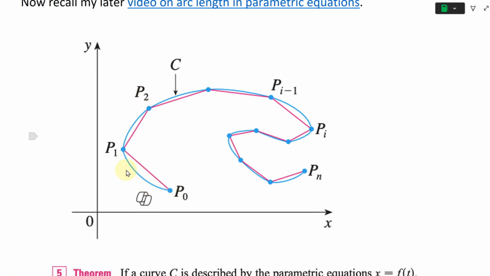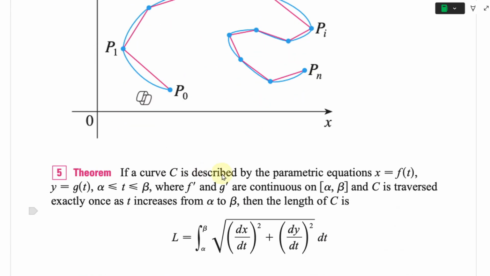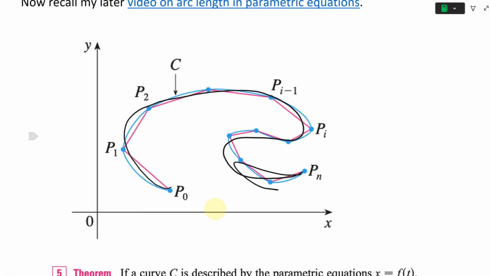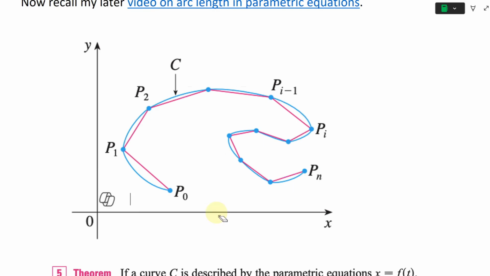So if the curve C is described by the parametric equations x equals f of t, y equals g of t, where t is between alpha and beta, and where f prime and g prime are continuous on the interval from alpha to beta, and C is traversed exactly once as t increases from alpha to beta. So let's say it's starting from here. Yeah, it goes like that exactly once. Doesn't go many times. Doesn't go back and forth or an infinite number of times in a loop.